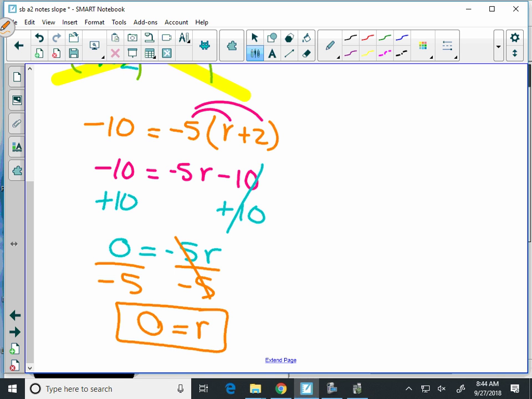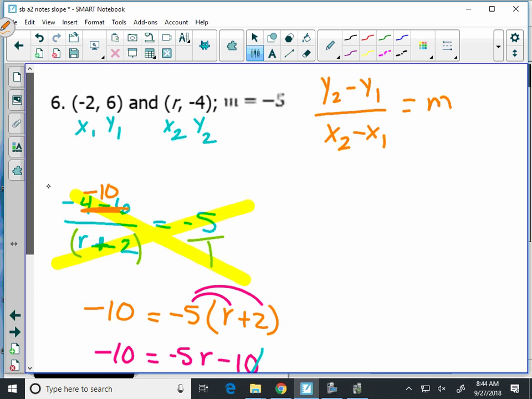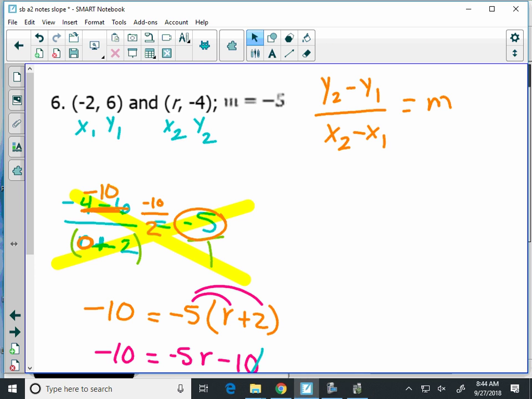Again, double check your work. Just make sure you did your math correctly. I'm going to plug 0 in for r. So we get negative 10 over 0 plus 2, which is 2. Negative 10 divided by 2 is negative 5. So we're good. That's just a check. You don't have to check. Questions over that? It's a little bit different than what you did in Algebra 1.